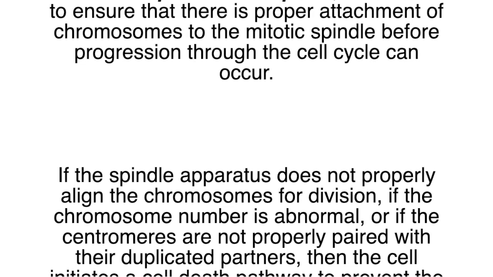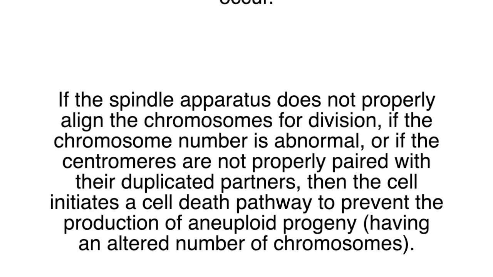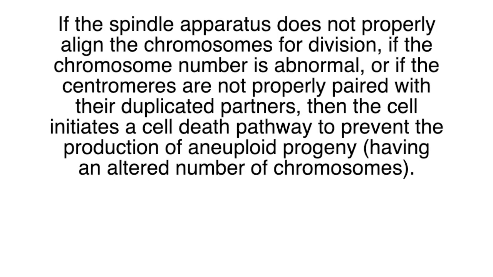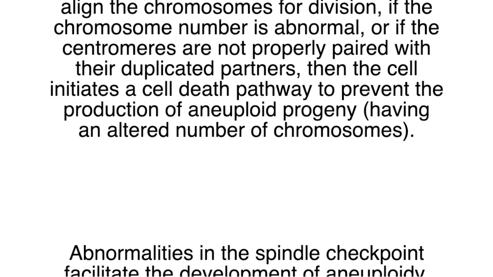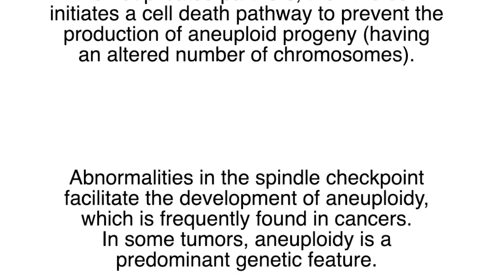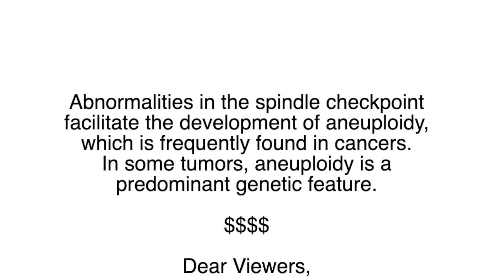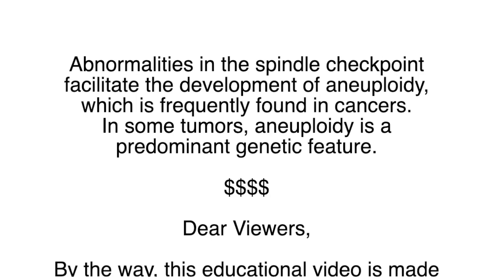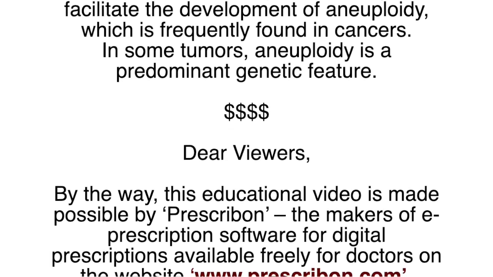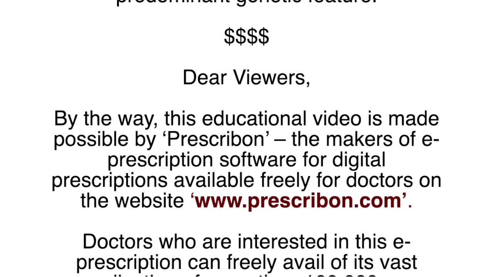Another cell cycle checkpoint exists when the cell is undergoing division, that is M phase. This is the spindle checkpoint, which acts to ensure that there is proper attachment of chromosomes to the mitotic spindle before progression through the cell cycle can occur. If the spindle apparatus does not properly align the chromosomes for division, if the chromosome number is abnormal, or if the centromeres are not properly paired with their duplicated partners, then the cell initiates a cell death pathway to prevent the production of aneuploid progeny, that is, having an altered number of chromosomes. Abnormalities in the spindle checkpoint facilitate the development of aneuploidy, which is frequently found in cancers. In some tumors, aneuploidy is a predominant genetic feature.